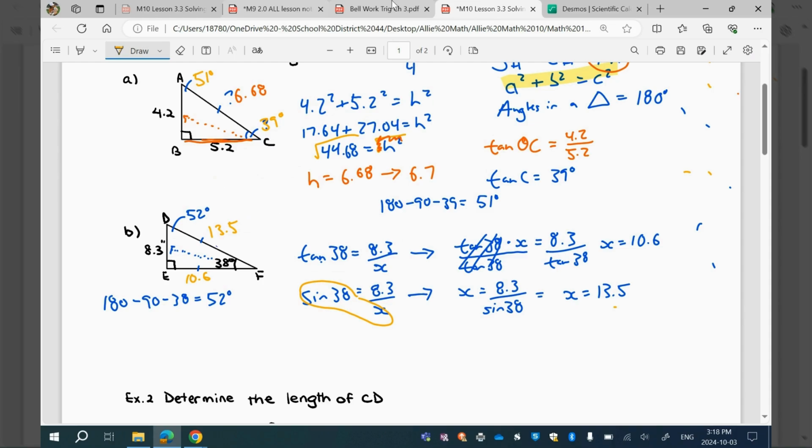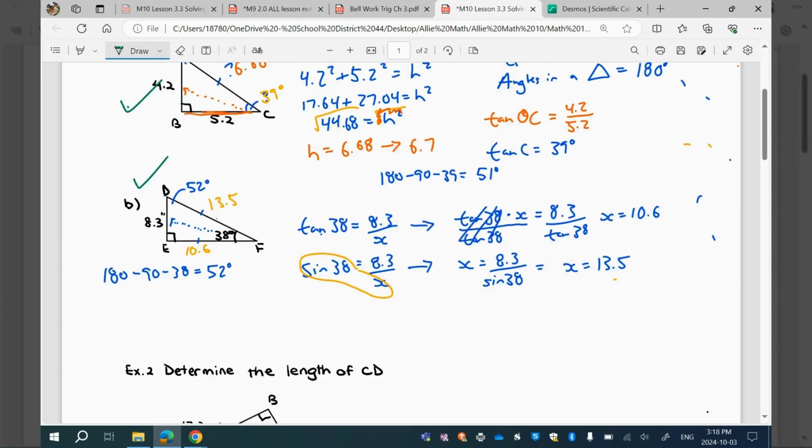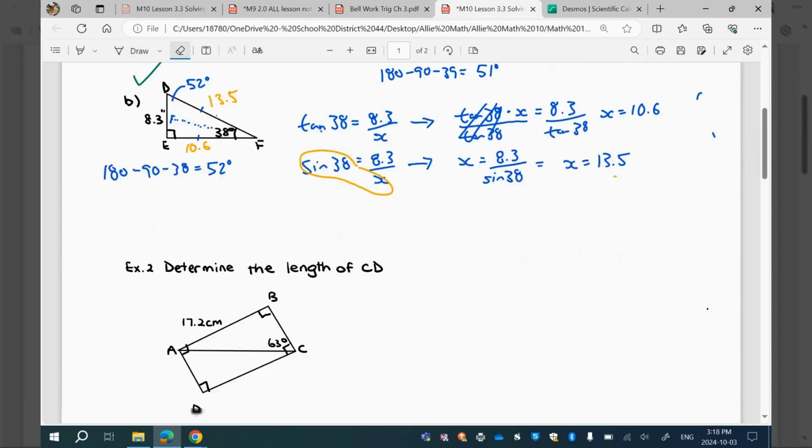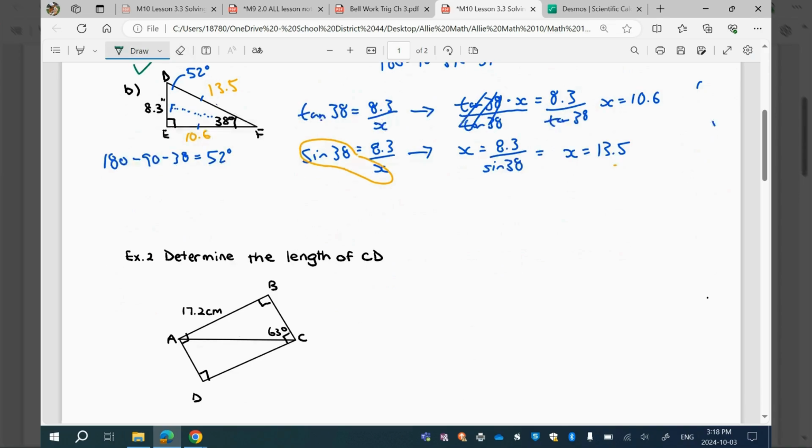So now we have all side lengths. We have all the angles, and this is considered a solved triangle. So there you go. These next ones aren't necessarily solving a triangle. They're asking us for a very specific thing.